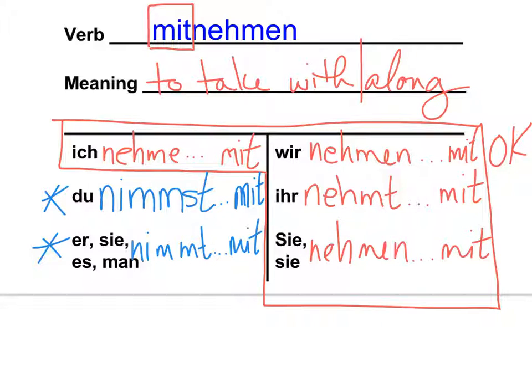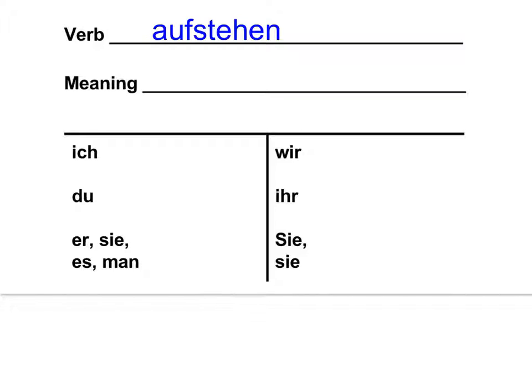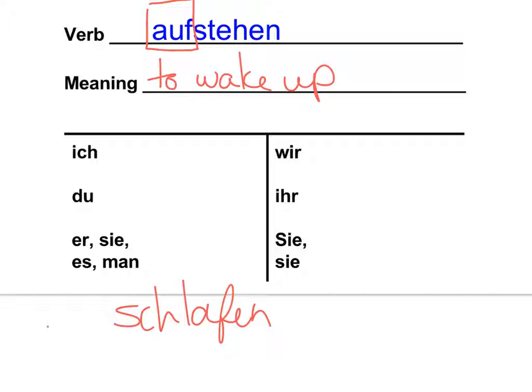Alright, last one. Aufstehen. Okay. Where's it going to separate? Auf. Okay. Stehen by itself means to stand. Aufstehen means to wake up. Little side bit too. We did schlafen already today. So schlafen by itself is the act of actually sleeping. If you change that separable part at the beginning, which isn't always used but sometimes is, einschlafen is to fall asleep.